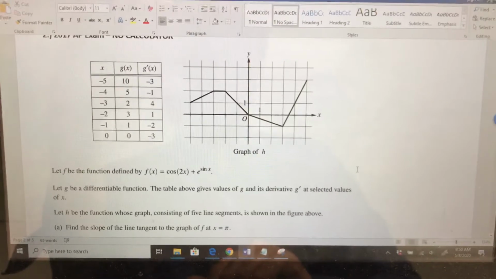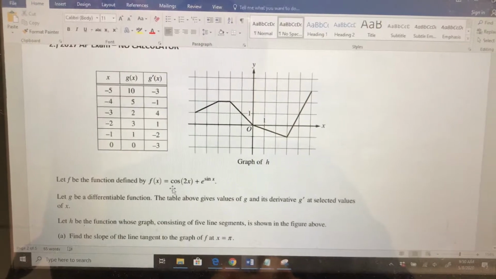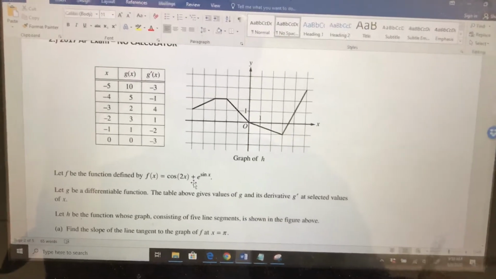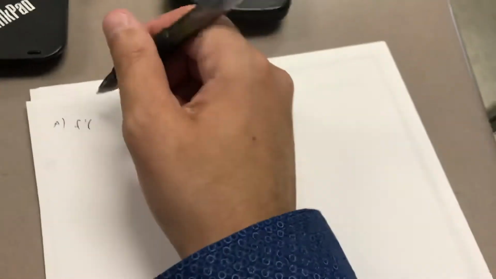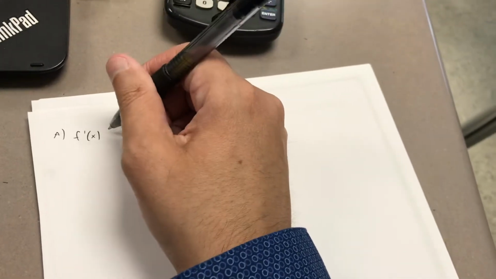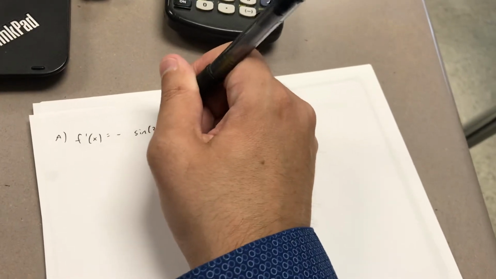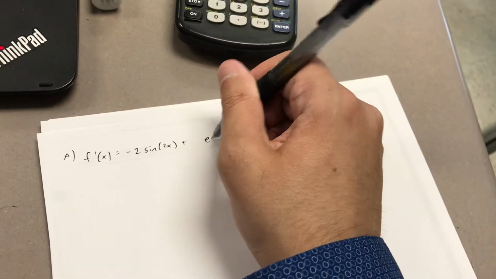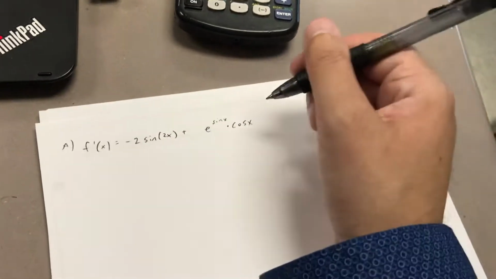Number 1 says find the slope of the tangent to the graph of f at x equals pi. Well, f, of course, is this equation right here, so you do have to sort all that out. It looks like I'm going to find the derivative here. So f prime of x is going to equal the derivative of cosine of 2x. The derivative of cosine is negative sine of 2x, and we have to multiply by the derivative of the inside function, plus e to the sine of x. E to the sine of x will be its own derivative, but we have to multiply by the derivative of the inside function, so we have a cosine of x there.